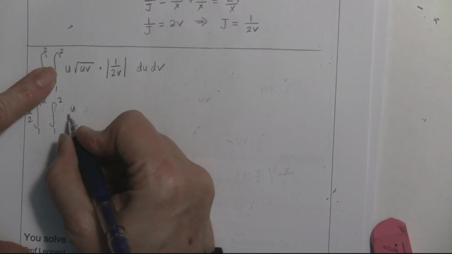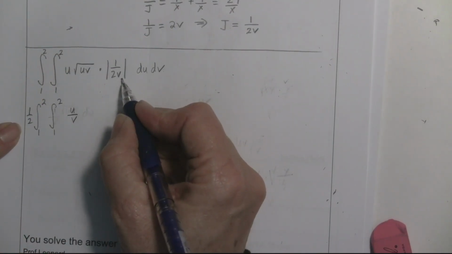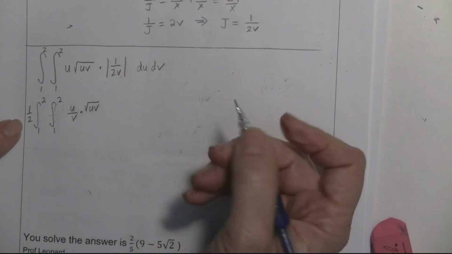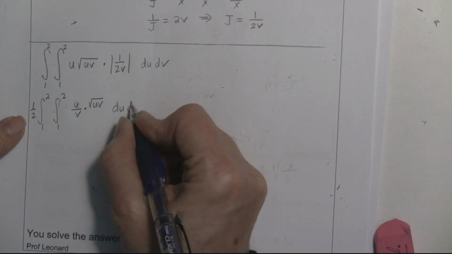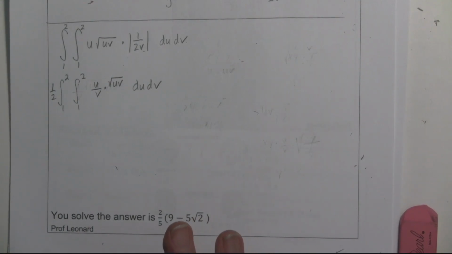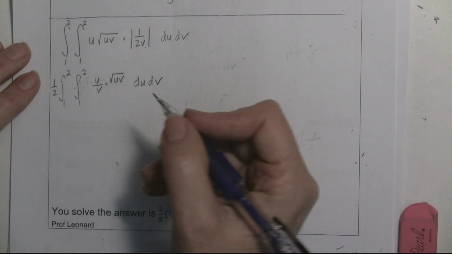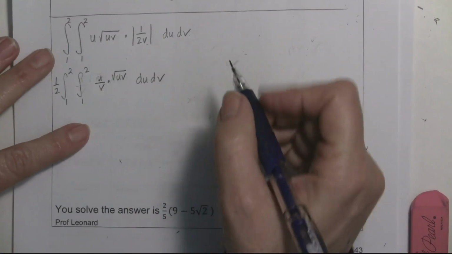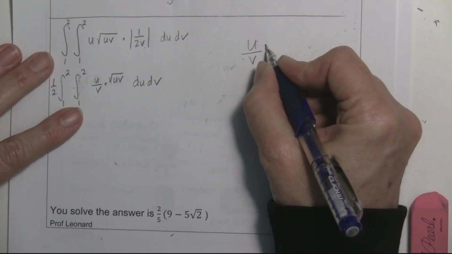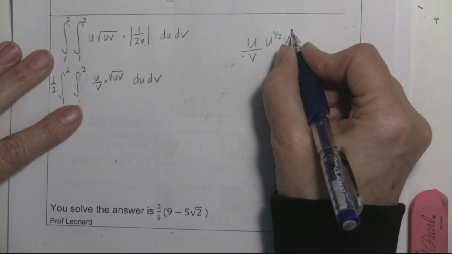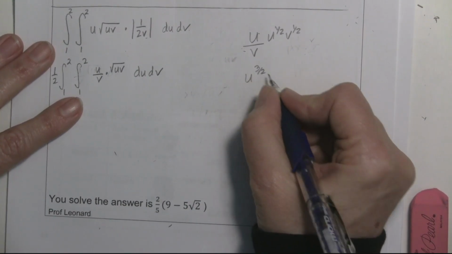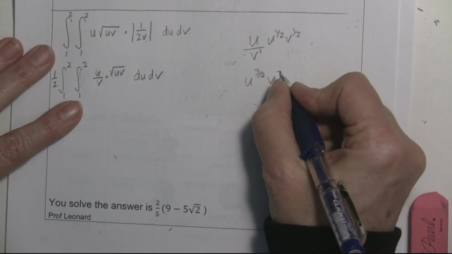Okay. u over v, I put the half out, I don't need the absolute value, times the square root of uv du dv. Now, if you're thinking, oh, that's going to be so hard, it's not going to be that bad, because you can fix this up and it'll be just fine. I'm going to write it here and then I'll replace it in there. This is uv, and then this is u to the 1/2, v to the 1/2. And then you can put these u's together. That's u to the 3/2, and v to the negative 1/2.